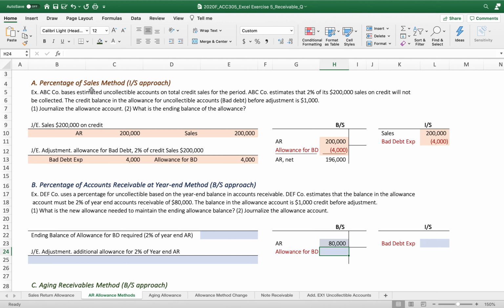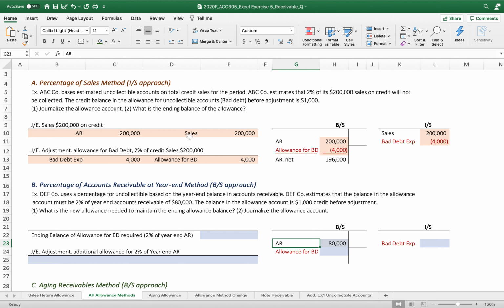Unlike the percentage of sales method, we use the accounts receivable balance. That's why we say this approach is the balance sheet approach. We set up the allowance for bad debt at the end of the year based on the ending balance of accounts receivable. But with the percentage of sales method, we keep updating.